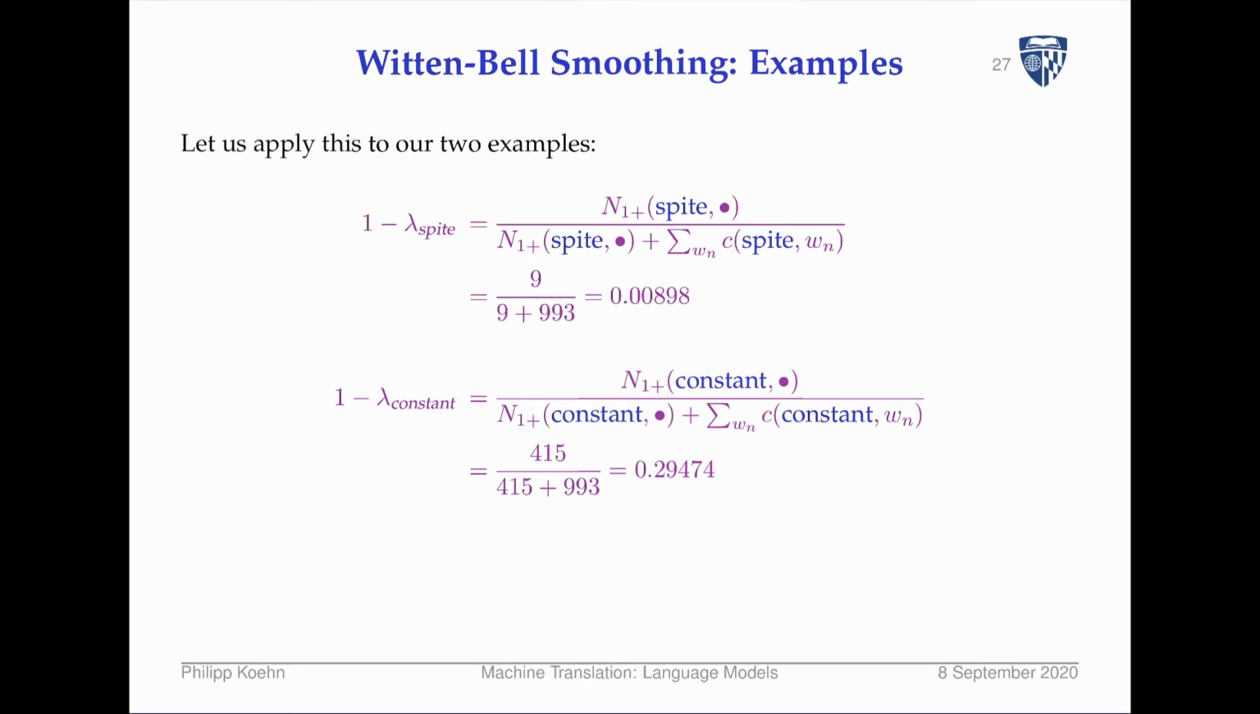Here are the numbers actually filled in and the computation fully carried out. This is how it looks for spite. So that was this 9 that we add to the 993 in the denominator. Here, very little weight is given to the back-off. While in the other example with constant, we divide that by that, and actually almost 30% probability is given to the back-off. So what this means in practice is that if you see the word constant, with 30% probability we now expect to see a word we haven't seen before in our training data. And that is not completely unwarranted by the statistics we had.